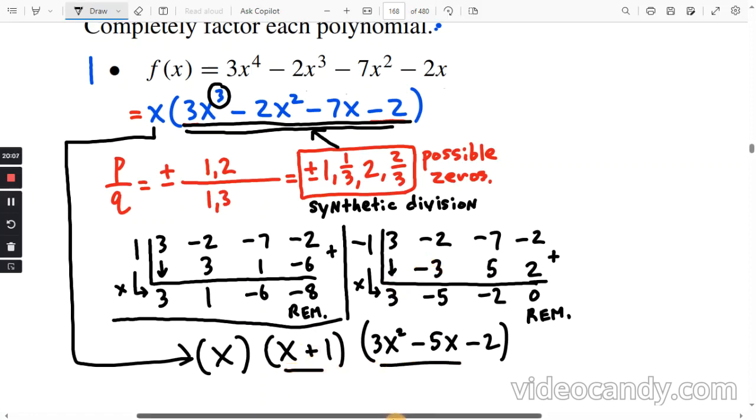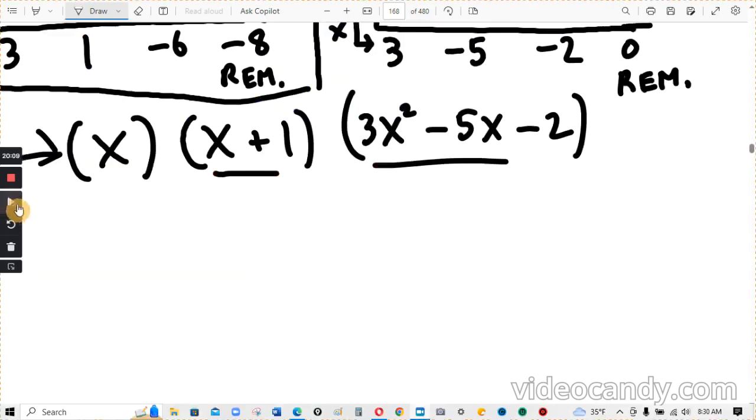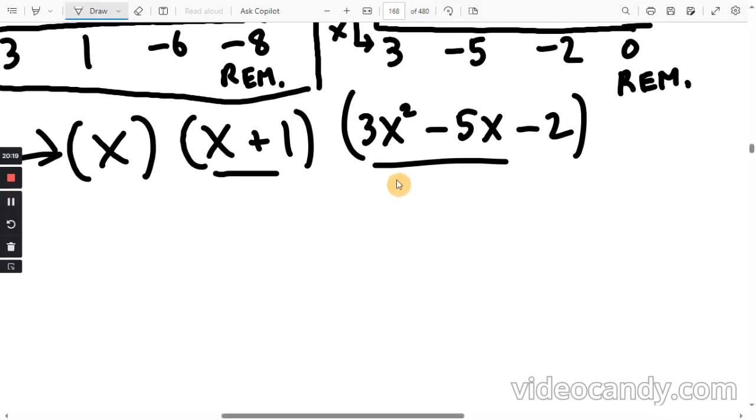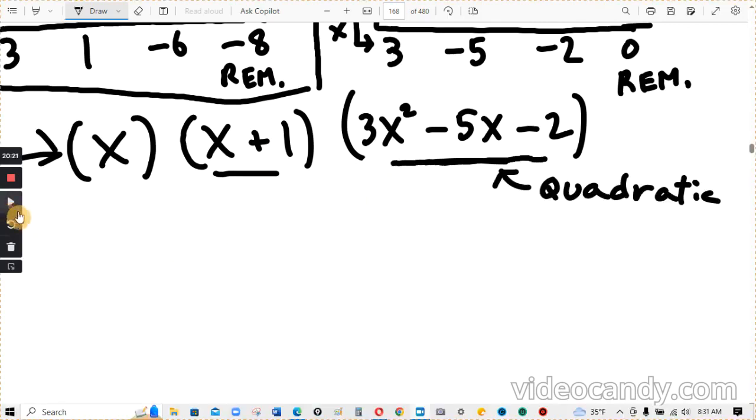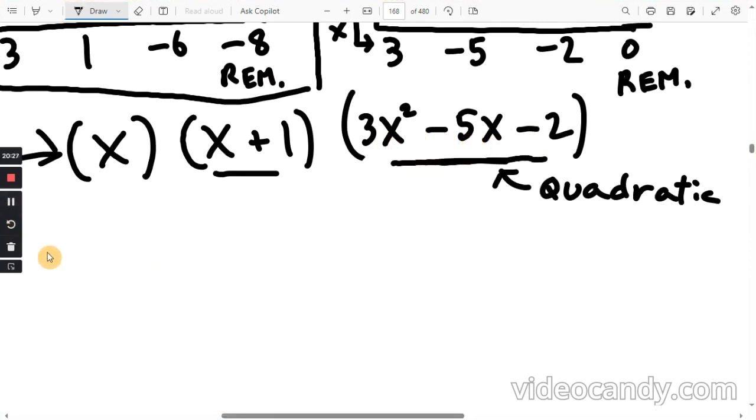So far, so good. Finally, now that we have a quadratic, and by quadratic, we mean the leading term is x squared. This here is a quadratic. We don't have to go through the process again. We can just factor that part right there. So we have x.